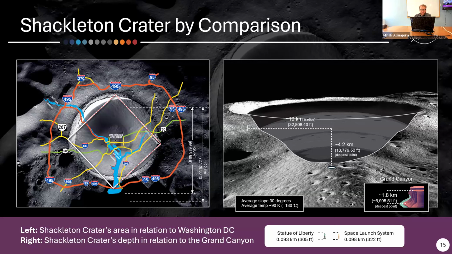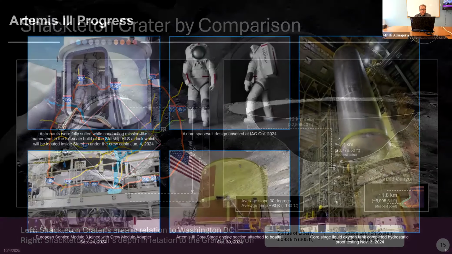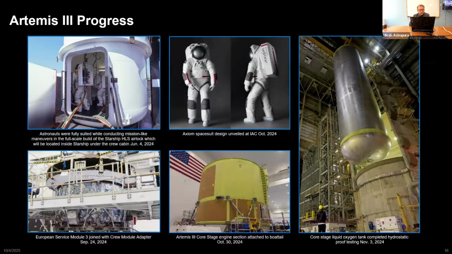But yeah, Artemis 3, it's coming along. We're at this point, hopefully less than 2 years away. We've been making quite a bit of progress. A lot of the hardware is actually being built. We've got the Axiom spacesuits that have been announced. We've got a lot of the core stages being built. Everything is coming together for this less than 2 years in the future.